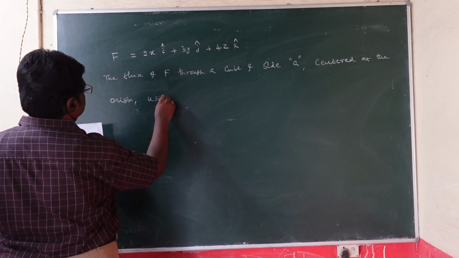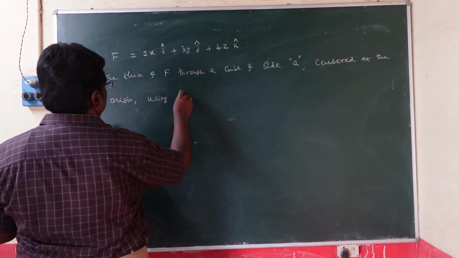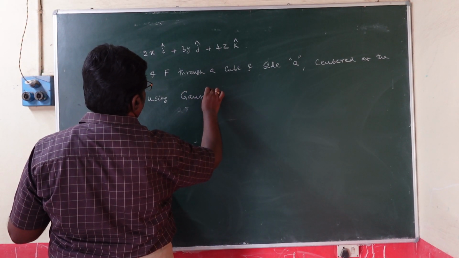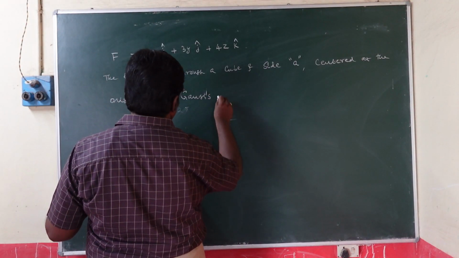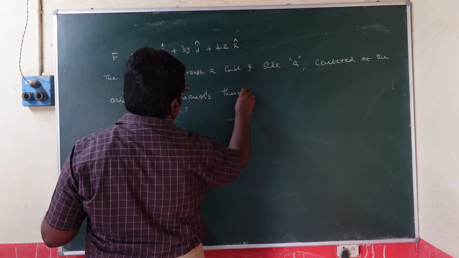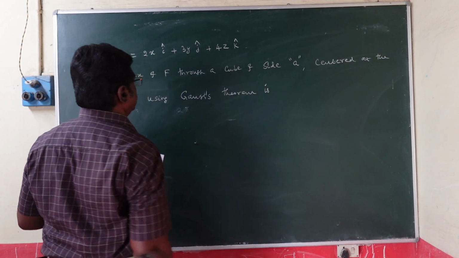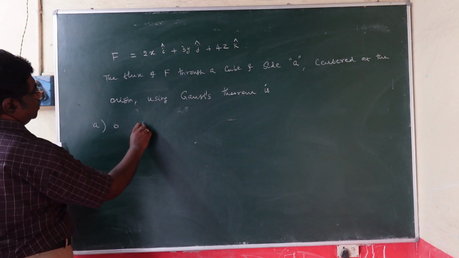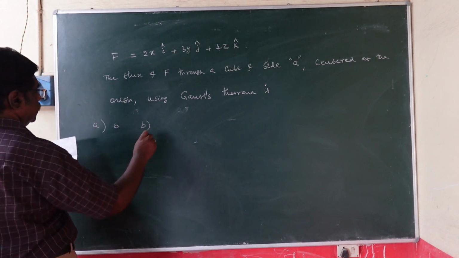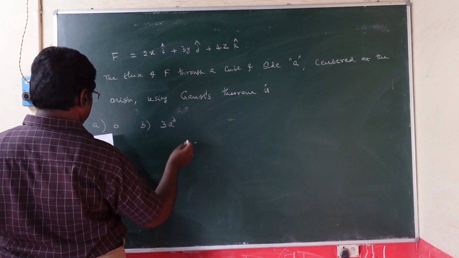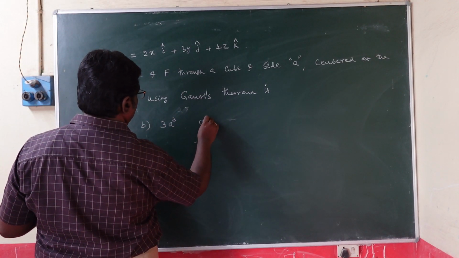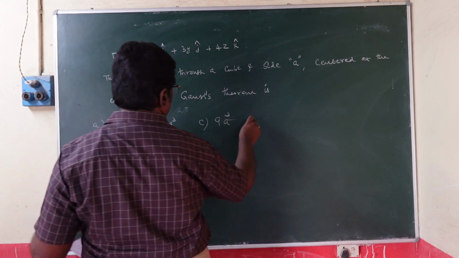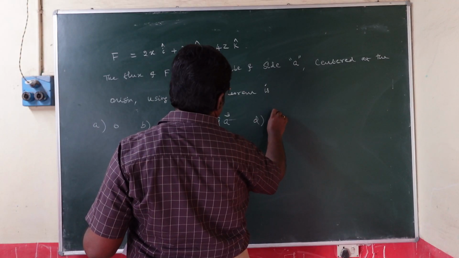using Gauss theorem is: option A 0, option B 3a cube, option C 9a cube, option D a cube.